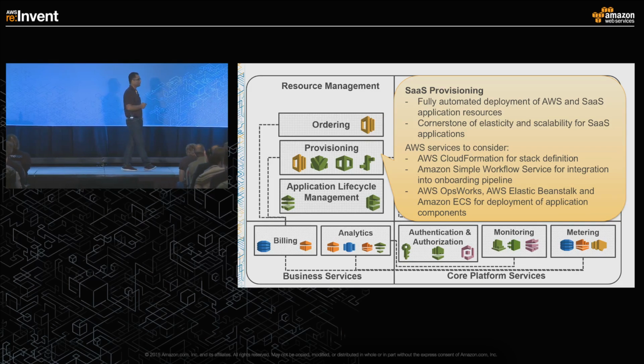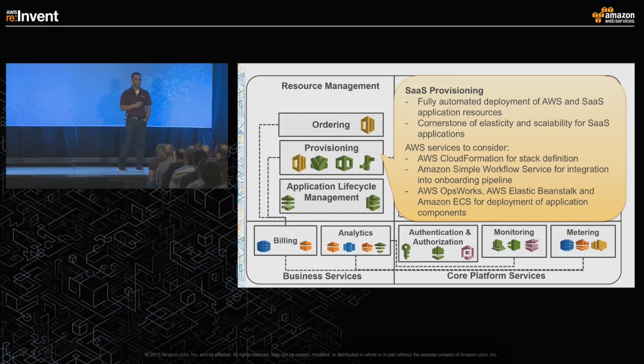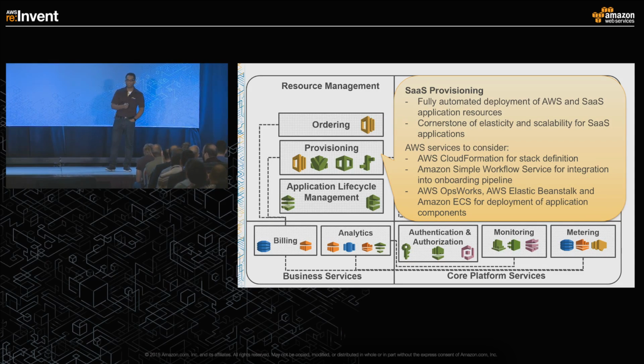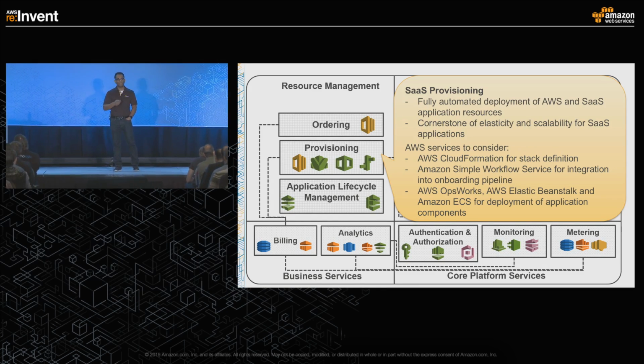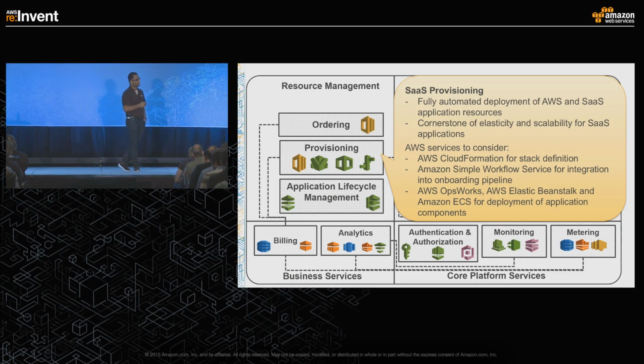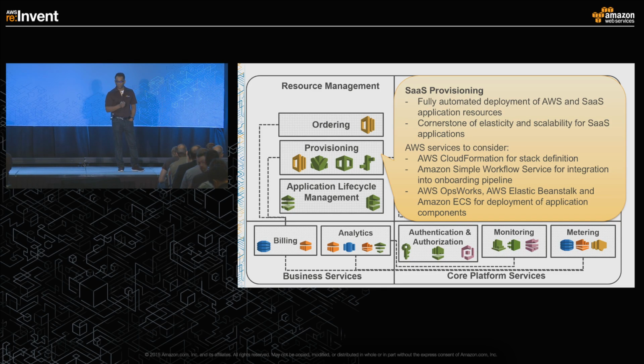Next, we have provisioning. Provisioning is the ability to fully automate deployments of your infrastructure. And as we saw with the first 3 approaches to designing your SaaS architecture, that is going to depend on which approach you take. But generally, what you want is a completely automated deployment that has really no manual intervention.